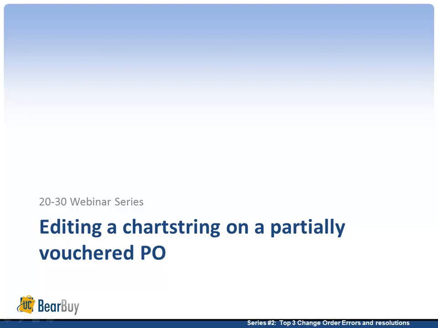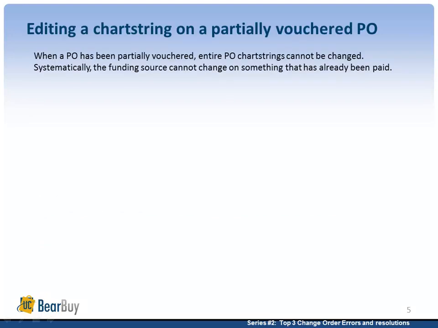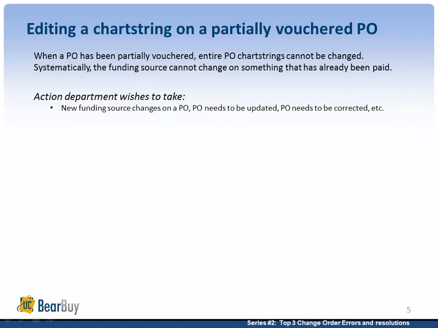So the first change order error we're going to look at is editing a charge string on a partially vouchered PO. So you will receive an error message associated to this kind of change order when a purchase order has been partially vouchered and you're changing the entire PO charge string. The entire PO charge string cannot be changed. Systematically, the funding source cannot change on something that has already been paid. So the action that the department wished to take may be that they have a new funding source that they need to change on a PO. It may be that the PO needs to be updated, corrected, and so on.